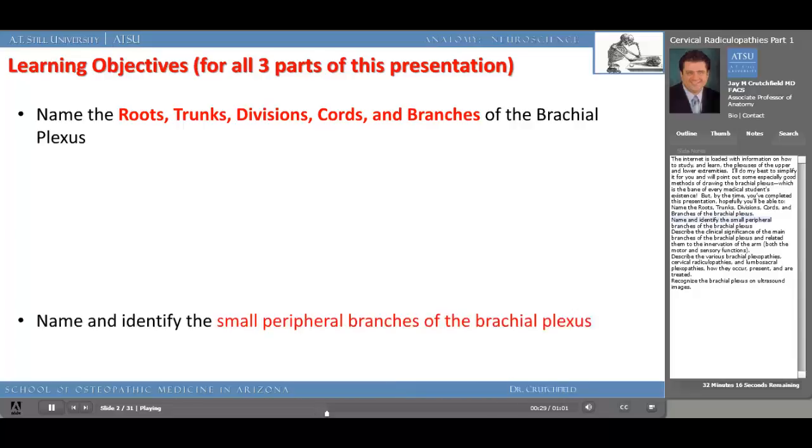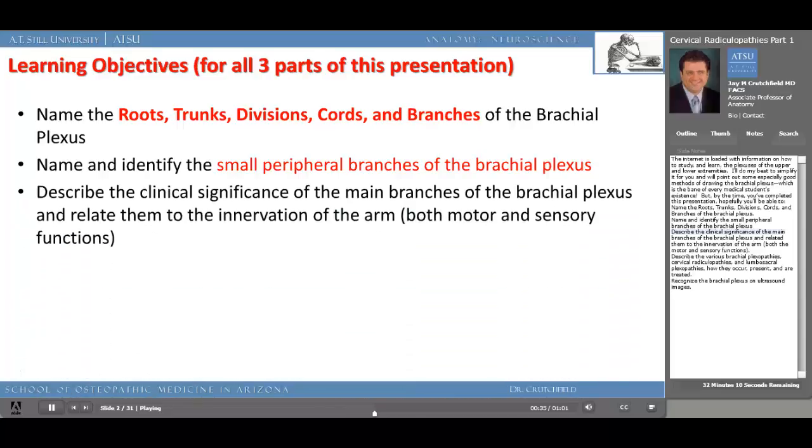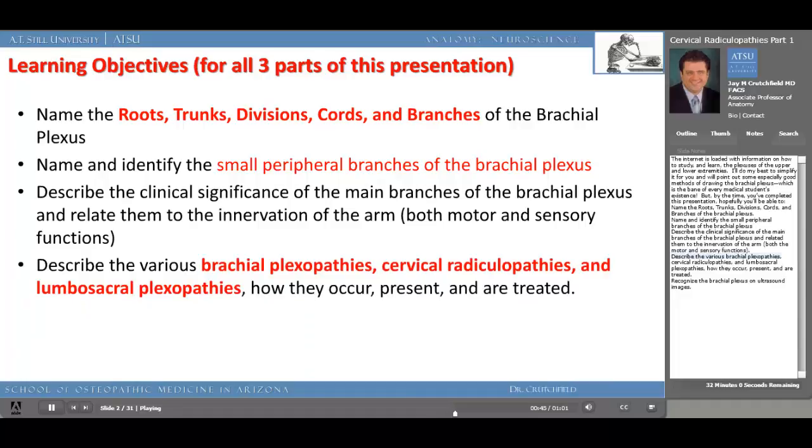Name and identify the small peripheral branches of the brachial plexus. Describe the clinical significance of the main branches of the brachial plexus and relate them to the innervation of the arm, both the motor and sensory functions. Describe the various brachial plexopathies, cervical radiculopathies, and lumbosacral plexopathies, how they occur, present, and how they're treated. And finally, recognize the brachial plexus on ultrasound images.